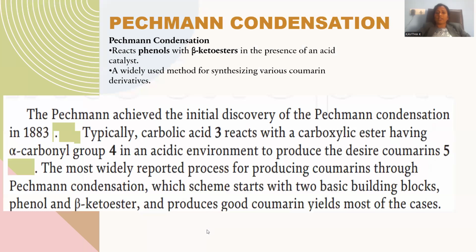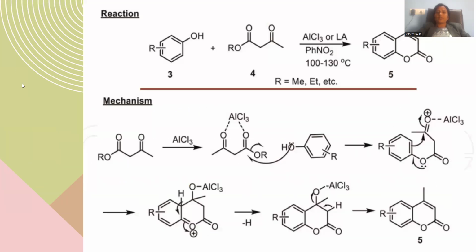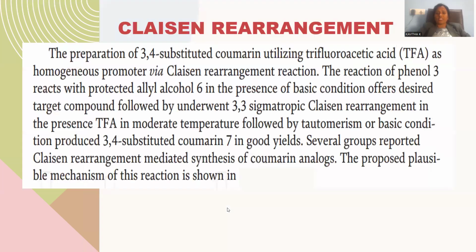The reactants for Pechmann condensation are, one is phenol, another is said to be what? Beta keto ester. The reaction is initiated or facilitated by the Lewis acid AlCl3, and the expected product will be 4-methyl coumarin. So this is the way the reaction mechanism is also manifested. And let me introduce another named reaction for coumarin synthesis on laboratory scale, which is the Claisen rearrangement.